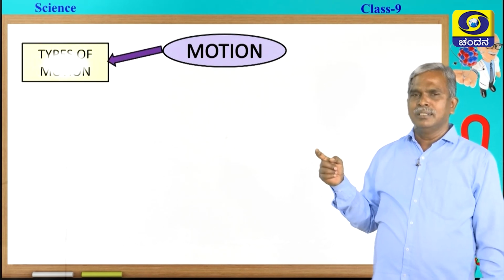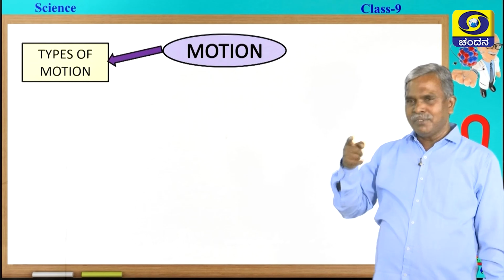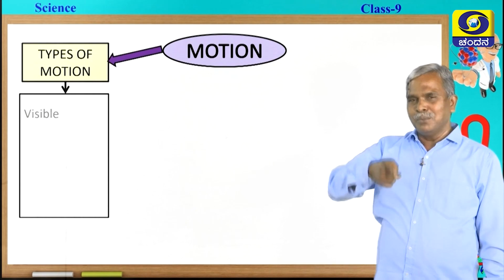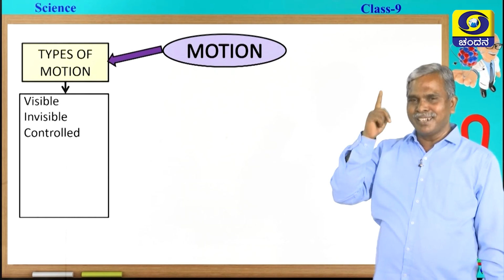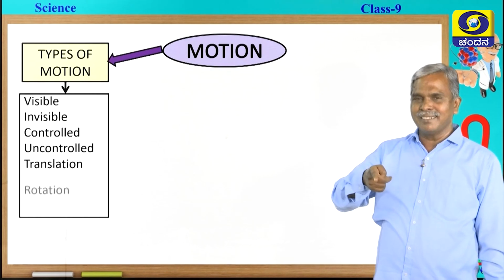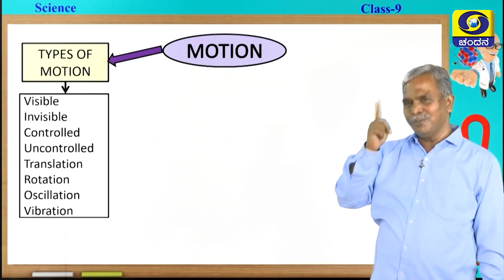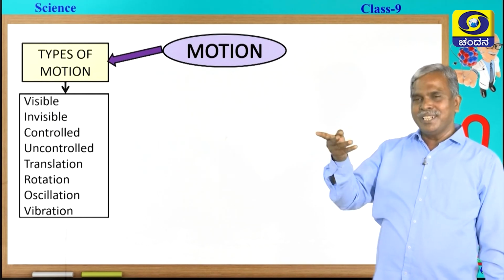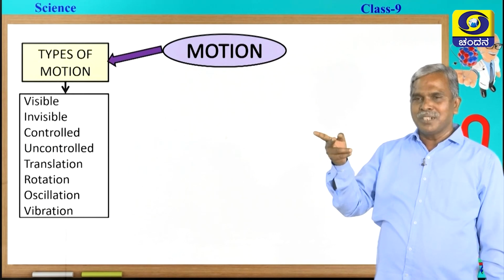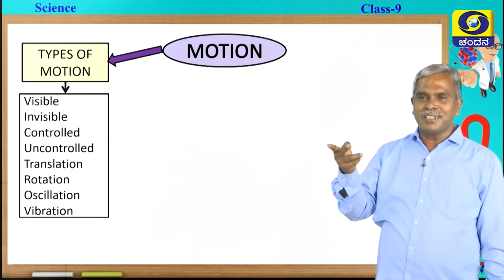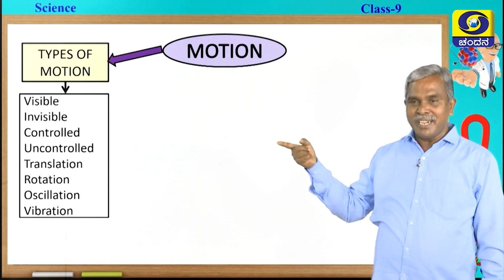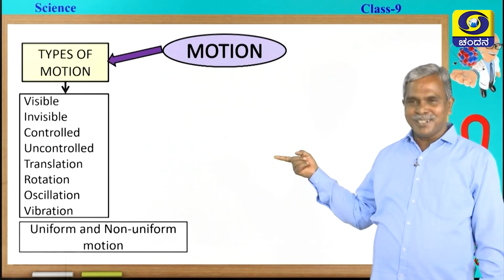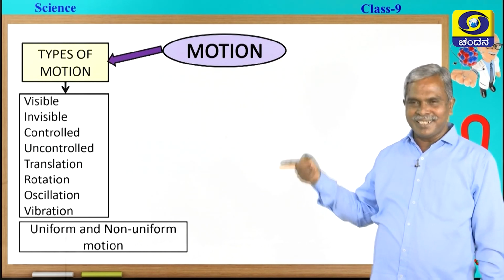Motion, types of motion. If I say types of motion, definitely you are going to recall these are the types of motions: visible motion, invisible motion, controlled motion, uncontrolled motion, translation, rotation, oscillation and vibration. What is uncontrolled motion? You can answer. What is rotation? You can answer. What is visible motion? Give an illustration for invisible motion. Like that, you can make use of the mind map to understand in a better manner. Next, uniform and non-uniform motion. So, these are the types of motion.